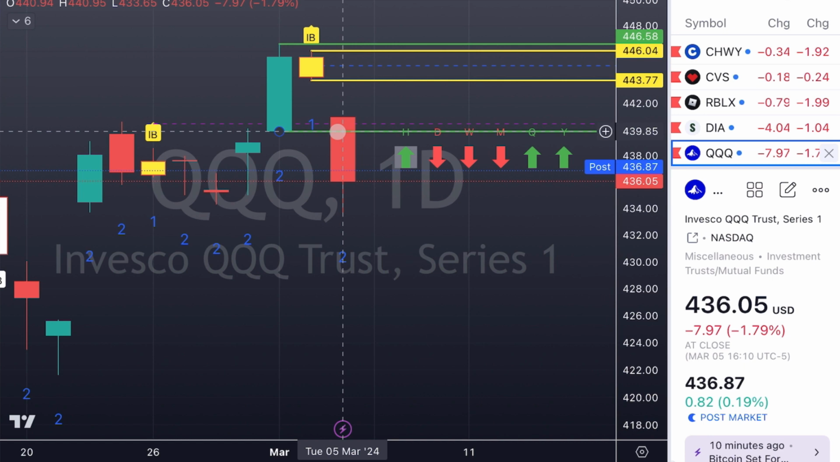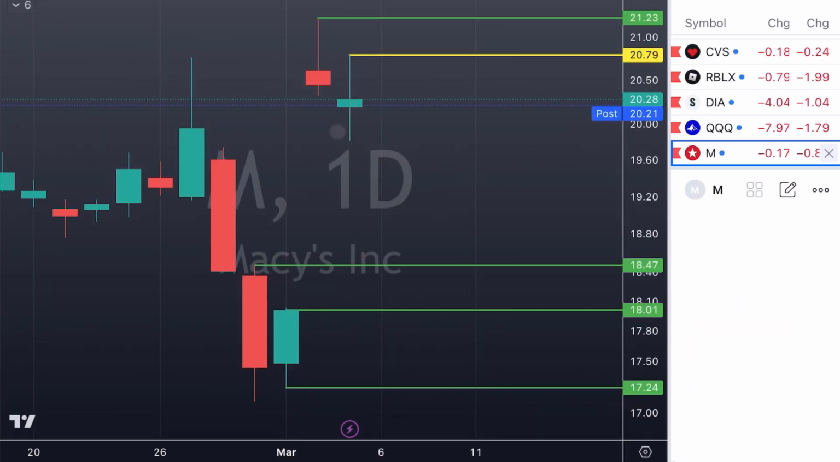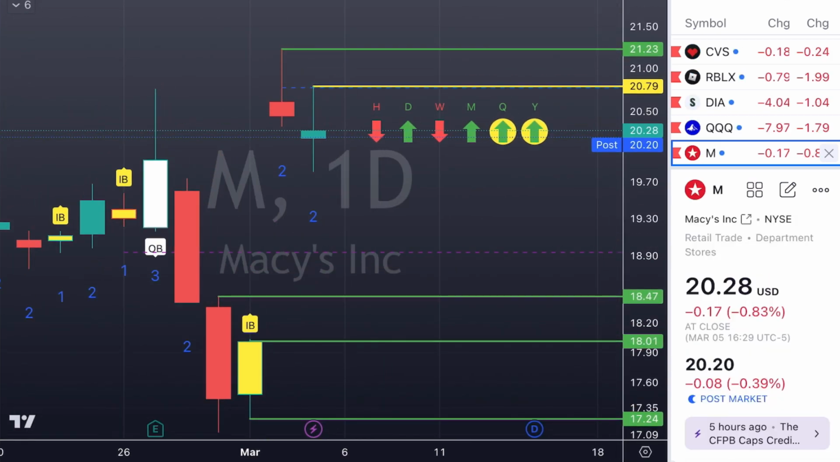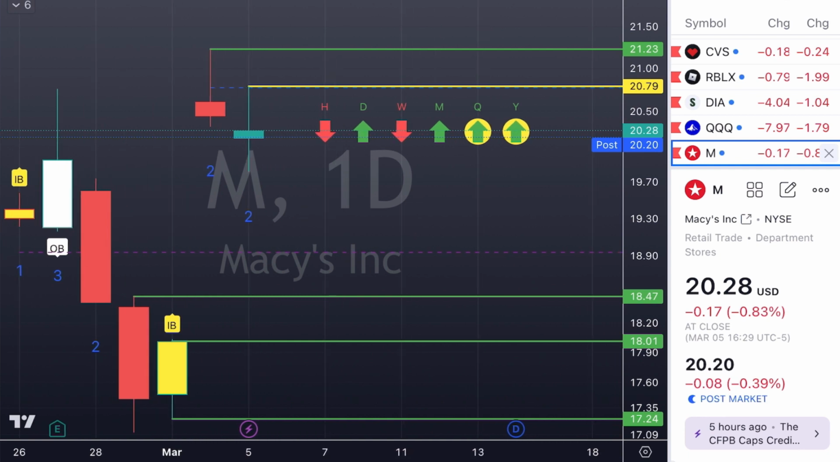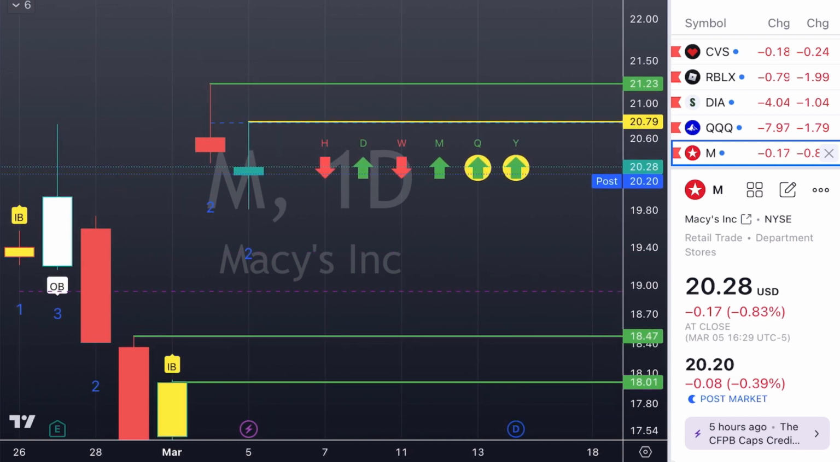So 4 of 4, the fifth one didn't trigger unless you played the 50% rule. Now, let's get into the watch list for Wednesday. Macy's: 2 down, finish green. I'd like to see a little bit more time frame continuity here, but if we trigger here, this weekly is going to turn green and we're going to trend back up. So you can look for calls on Macy's at $20.79.